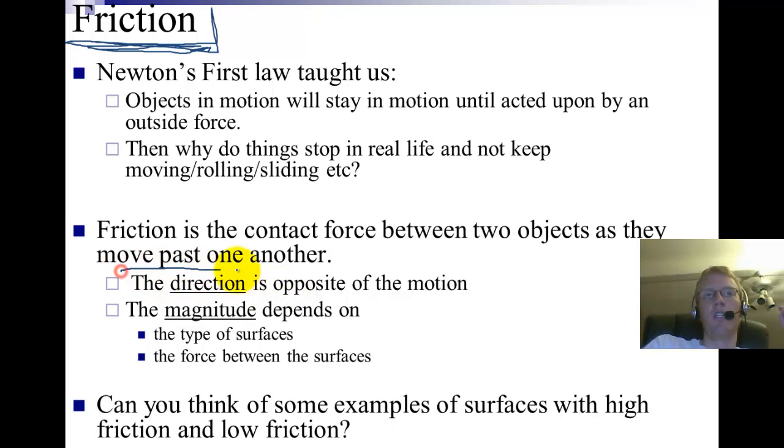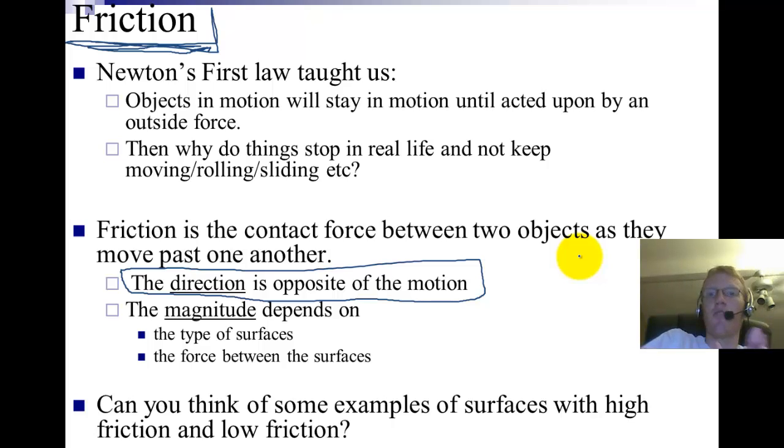So what do we know about friction? We know that the direction that the force of friction points is always opposite of the motion. Friction is never going to cause something to move. It's always going to cause it to slow down by pointing the opposite of which way it's going. The reason it occurs is because these two objects, as they go past each other, are rubbing against each other, so there's some kind of contact force between the two surfaces. That contact force depends on two factors. It depends on the type of material the surfaces are made of, and it also depends on the force pressing the surfaces together.